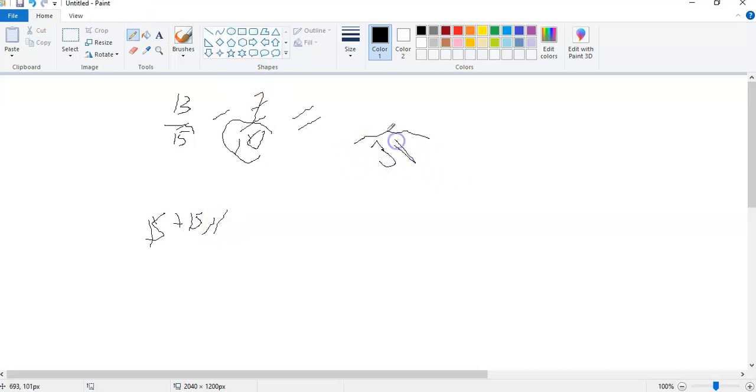Then you ask yourself, how many times can the denominator go into your least common multiple? Then you use that result to multiply what we have at the top and keep the sign. So 15 goes into 30 2 times, so we have 2 times our 13. Then you have the minus here. Then 10 goes into 30 3 times, so we have 7 times 3.